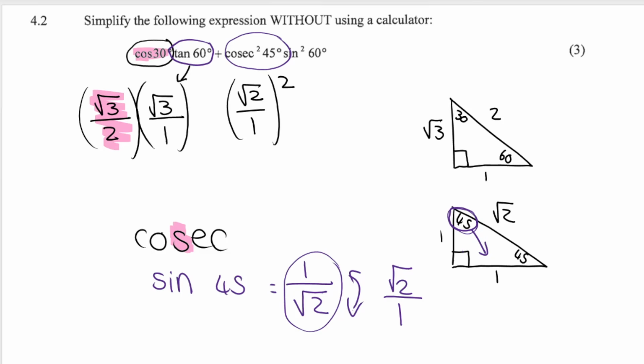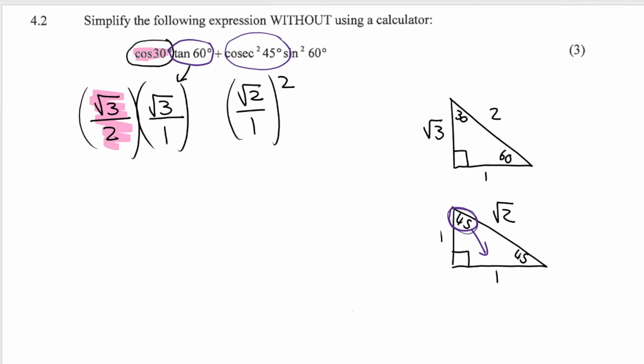Okay, so cosec squared 45, that means cosec 45 squared. Cosec 45 times cosec 45. Cosec 45 is the reciprocal of sin 45. So find sin 45 and then flip the fraction. And then our last one is multiplied. So this is a plus, so we must put a plus there.